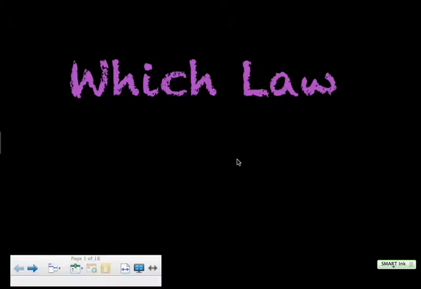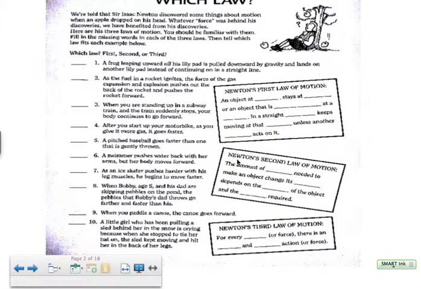Okay, so today we're going to talk about Newton's laws. We're going to be looking at your paper that looks like this. So you may have to flip your paper over so that you see this. Milan, you'll be fine, I promise.